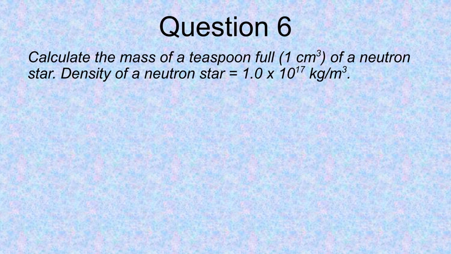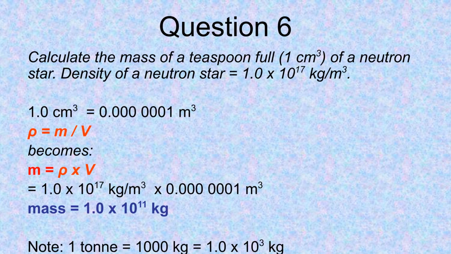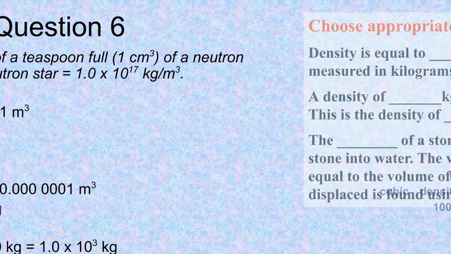Question 6 asks to calculate the mass of a teaspoonful, 1 cubic centimeter, of a neutron star, given its density is 1.0 times 10 to the 17 kilograms per cubic meter. Convert 1 cubic centimeter to cubic meters, which is 0.000001 cubic meters. Rearrange the density formula to mass equals density times volume. The mass is 1.0 times 10 to the 11 kilograms, which is 100 million tons.